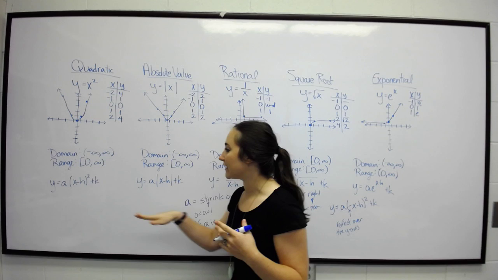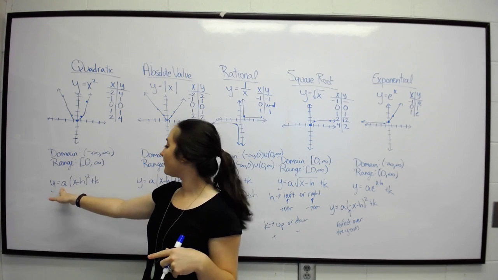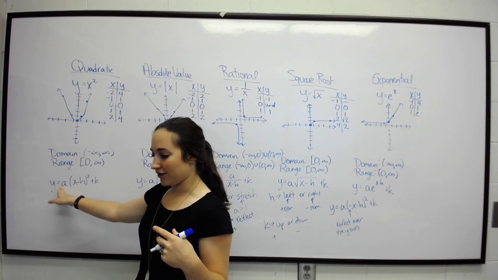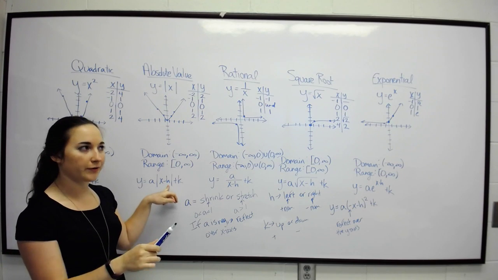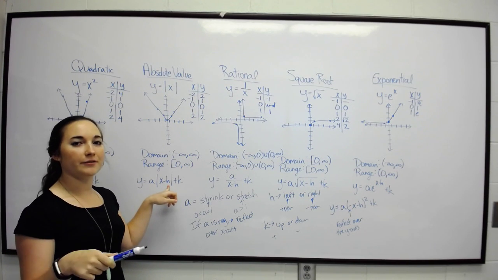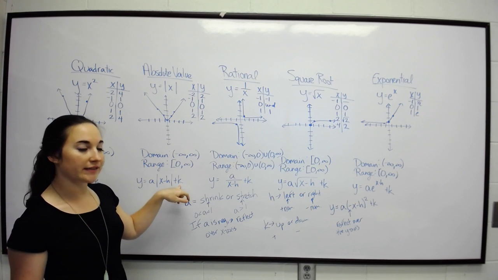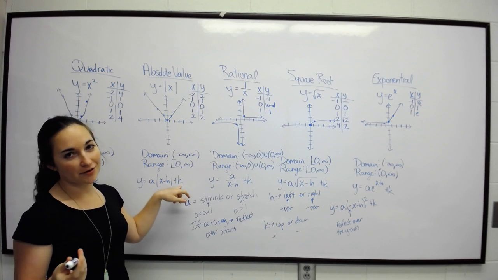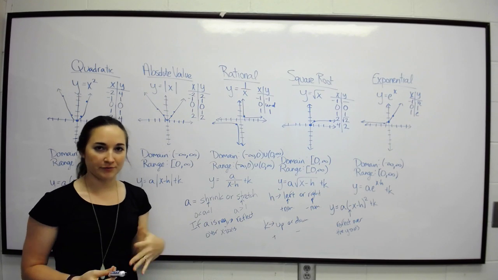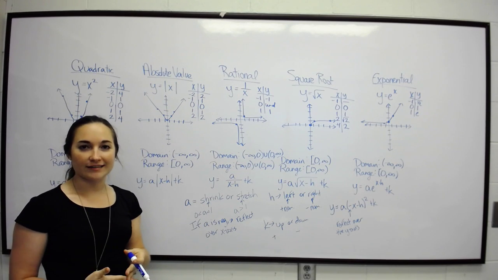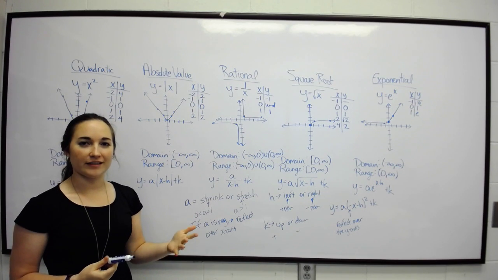So let's just review quickly. This value, A: if it's negative, reflect over the x-axis; otherwise it's either a shrink or a stretch, depending on how big A is. H is going to move us left or right. If it's a minus inside, we're going to go right. If it's a positive inside, we're going to go left. And the k value will move us up or down. So if it's a plus k, we're going to go up. If it's a minus k, we're going to go down. The only way to get better with transformations of functions is to practice them and practice them until you can see the graph without even graphing it on your paper.